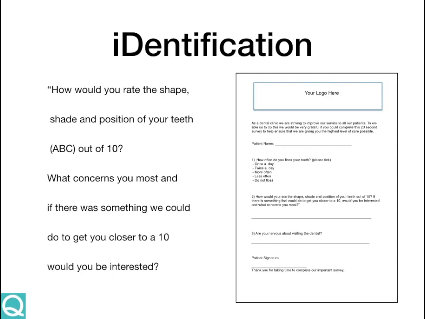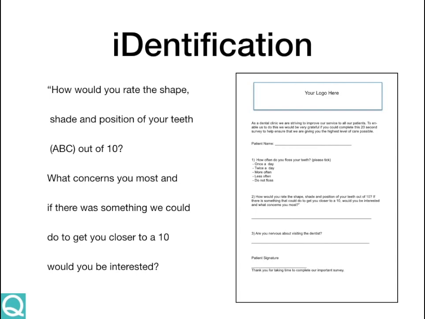But question number 2 of just 3 questions, and it literally takes 10 seconds to answer, is: how would you rate the shape, shade, and position of your teeth out of 10? Now, if you think about this, shape, composite, that's another treatment you can offer. Shade, bleaching, another treatment you can offer. And of course, position, which will be simple orthodontics. And we class this as A, B, C: align, bleach, and composite. Better than shaving enamel off teeth and sticking some veneers on.